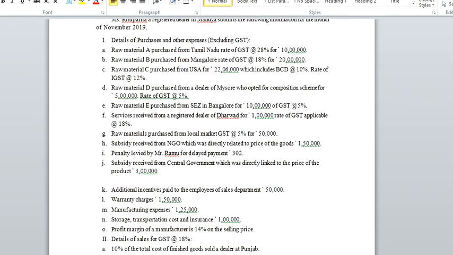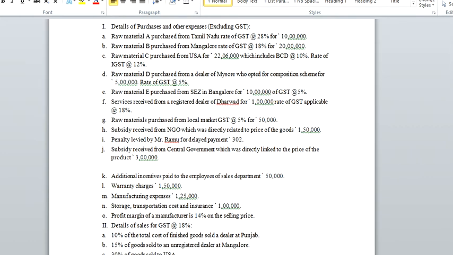Raw material A purchased from Tamil Nadu, rate of GST at 28% for rupees 10 lakhs. So here already it is given there, that is excluding GST. So no transaction includes GST. ಯಾವುದೇ transaction GST include ಆಗಲ್ಲ. Straight away to the outer column 10 lakh. Raw material B purchased from Mangalore, rate of GST at 18%, 20 lakh. Once again 20 lakh to the outer column.